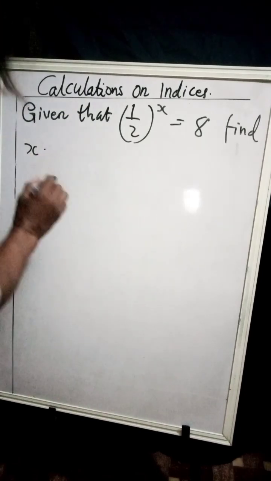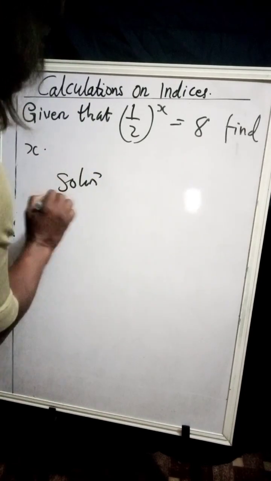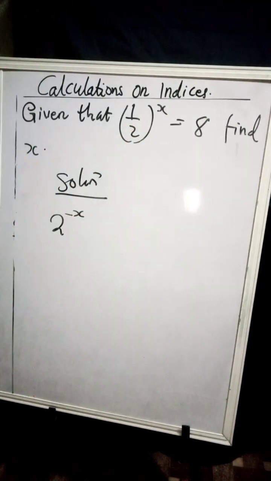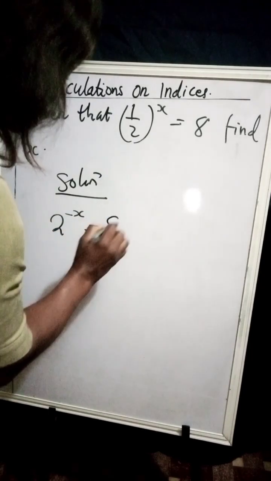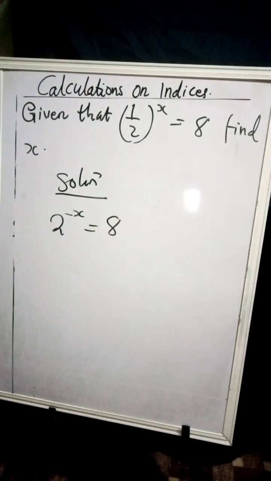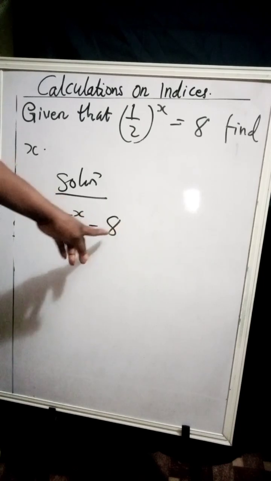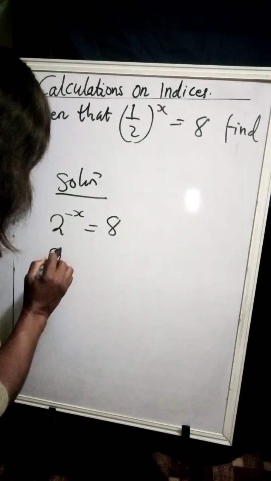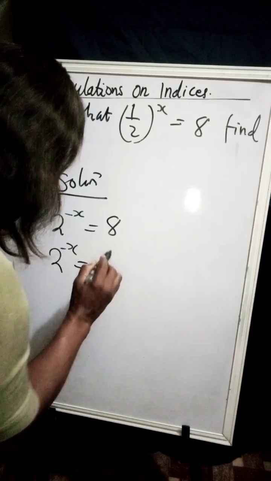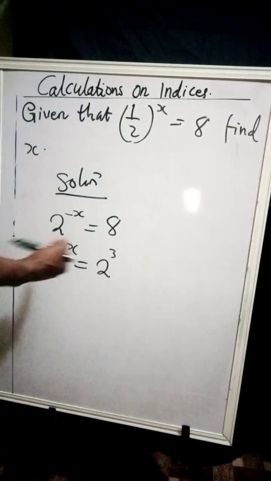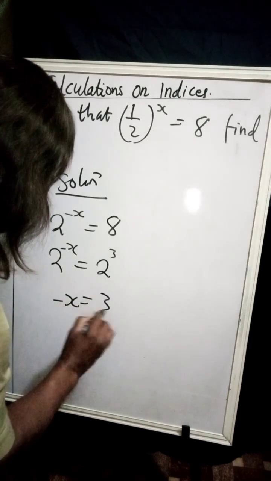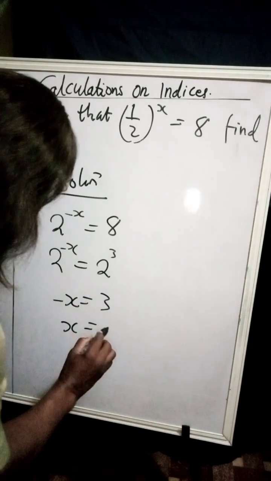So it means that this expression here is the same thing as 2 to power negative x, which is equal to 8. Then what are we to do? We have to reduce this 8 so that they will have the same base. Because we know that 2 to power 3 will give us 8. So in that case, we can write 2 to power negative x is equal to 2 to power 3. Since they have the same base, now we can equate their powers. So it means that negative x is equal to 3. So x is equal to negative 3.